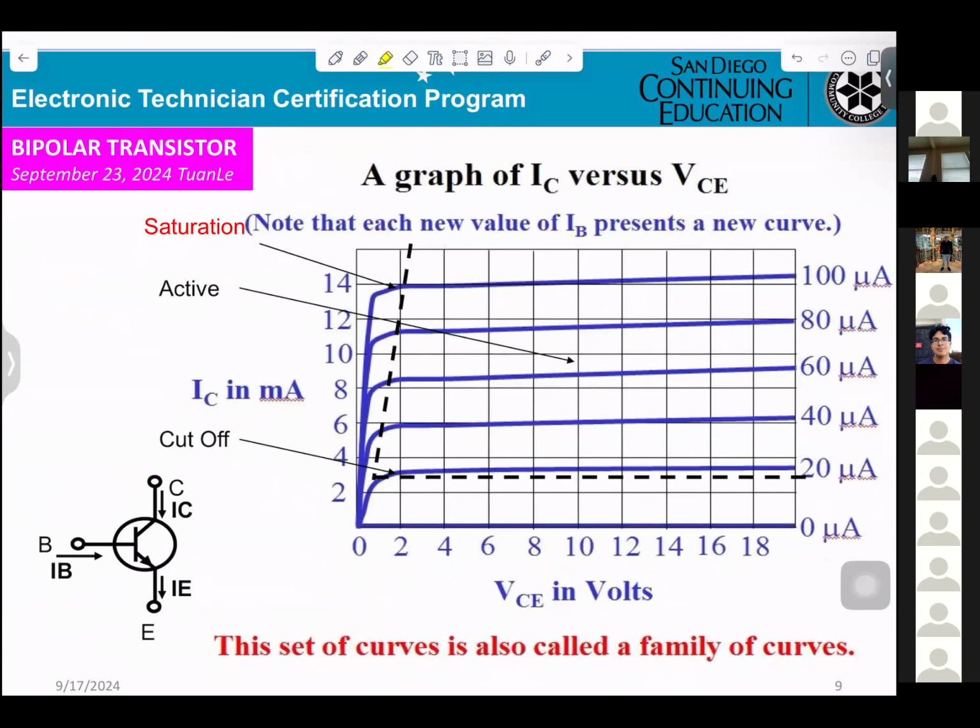Okay. This is a graph of IC versus VCE. IC is in milliampere and VCE is in volt. And each line here stands for the current IB.